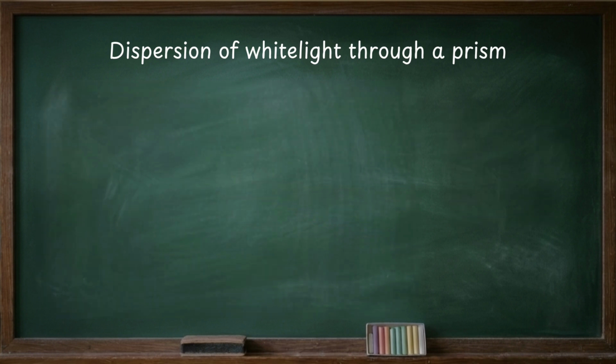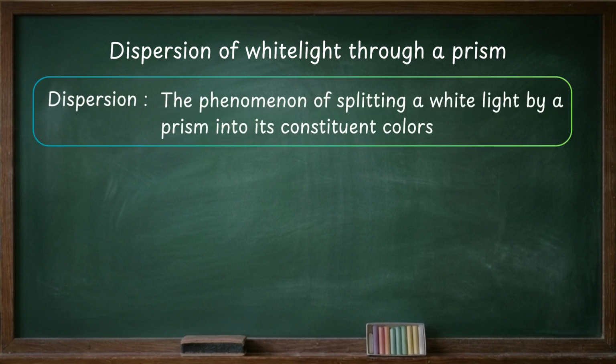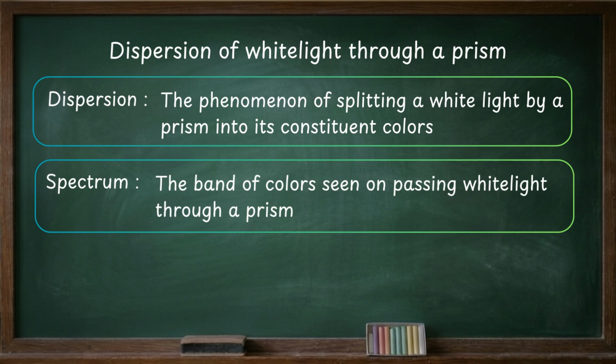Now, let's check the definitions. First, dispersion: the phenomenon of splitting of white light by a prism into its constituent colors. Second, spectrum: the band of colors seen on passing white light through a prism.